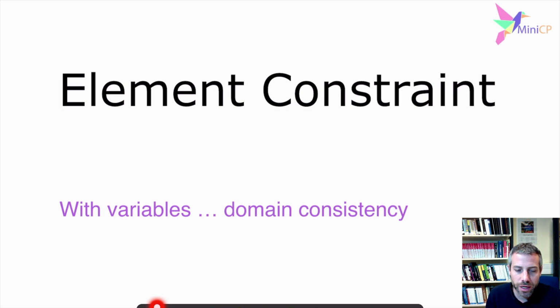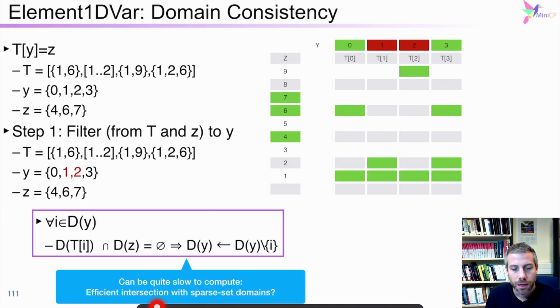In the previous video, we have seen how to filter the element constraint with variables, but not for domain consistency, for a kind of hybrid consistency. Now what we will see is how to do it for the domain consistency. That's the strongest possible consistency that you can dream about to remove all the infeasible values for element constraint. So let's consider first a small example there.